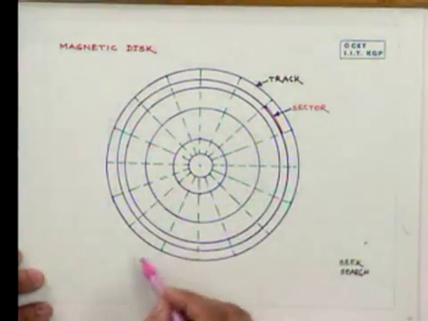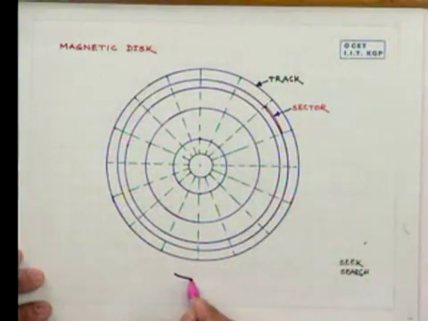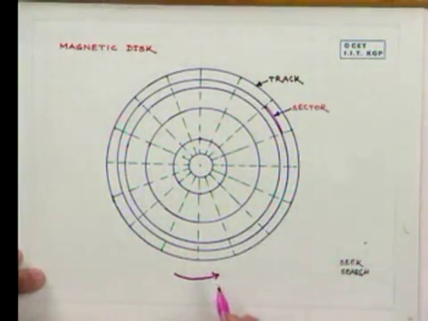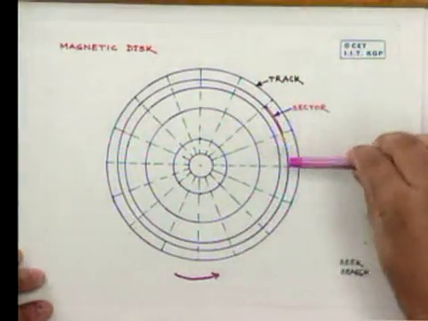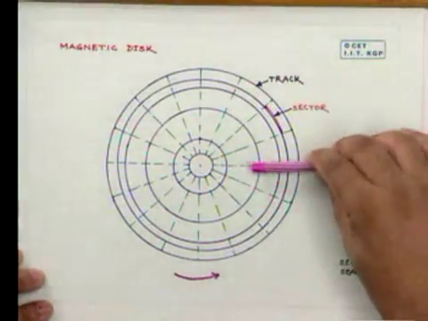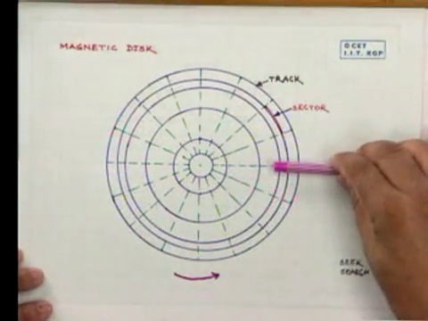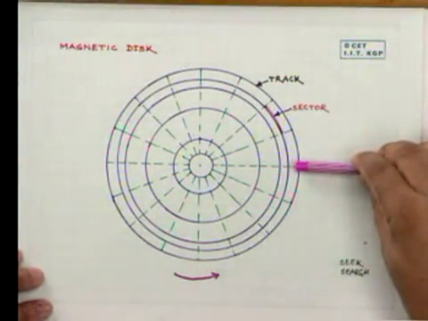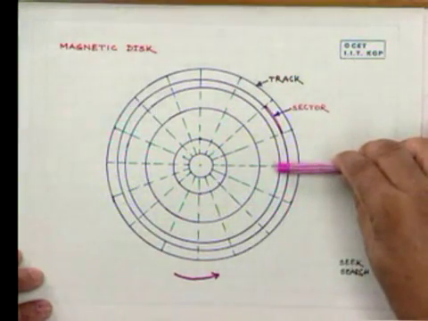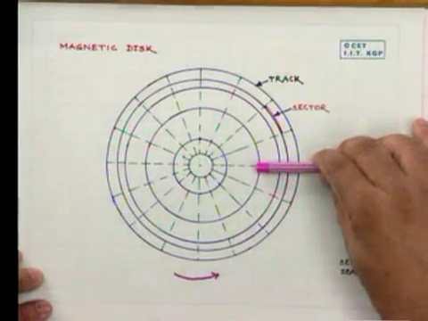This magnetic disk is rotated at high speed, 600 RPM to 7,200 RPM. There is a head here like this. The head can move this way. As it moves from one track to another track, the information can be written track to track. For example, if it is here, then the information is being read from or written into this track. If it moves to the next one, then the information will be read or written into that track.